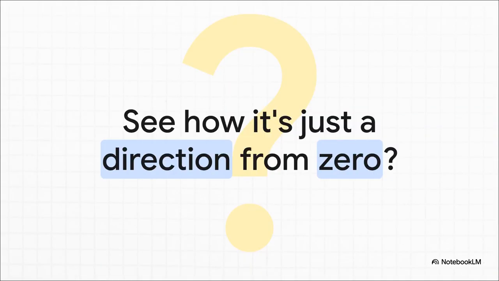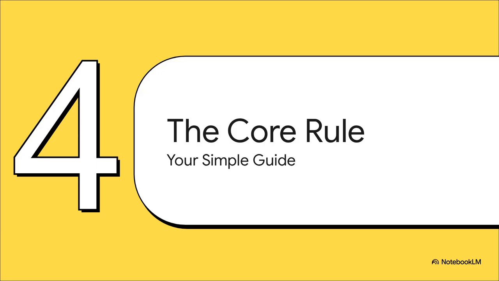So are you seeing the pattern here? Whether we're talking about temperature or money or floors in a building, every single time, all we're really talking about is a direction and a distance from our starting point, 0. All right, so after looking at all these examples, what's the core rule here? What's the main takeaway? Well, everything we've just talked about can be boiled down into one super simple idea.